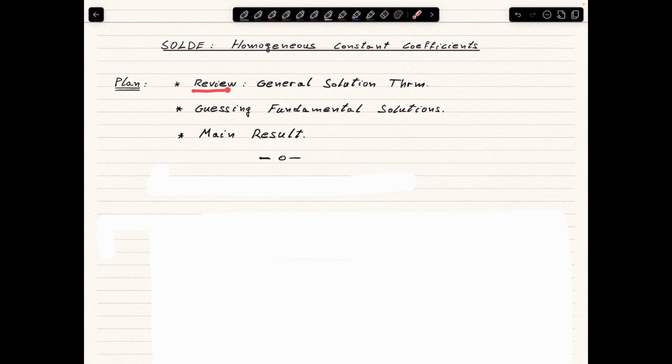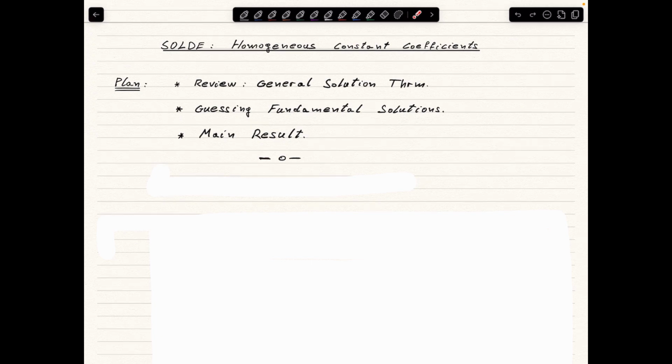First we are going to review the general solution theorem that we discussed in a previous video. Then we are going to use that theorem to find solutions of these differential equations, homogeneous with constant coefficients. And the way we are going to find all the solutions is by guessing fundamental solutions, because these equations are simple enough that we can guess fundamental solutions. Once we have fundamental solutions, this theorem is going to tell us that we have all the solutions of the differential equations, and that is going to be the main result of this video. So that's the plan for today.